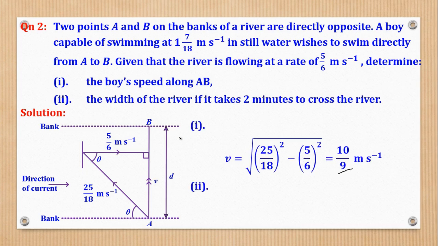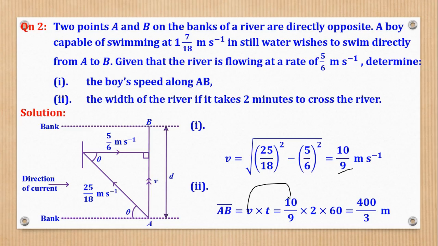And for part 2, they want the width. So a good thing we have time. So width, remember time is distance over speed, therefore distance will be speed times time. So speed is that, time is that. It was in minutes, so we have to change to seconds. That's why I multiply by 60 to give you that as the answer.